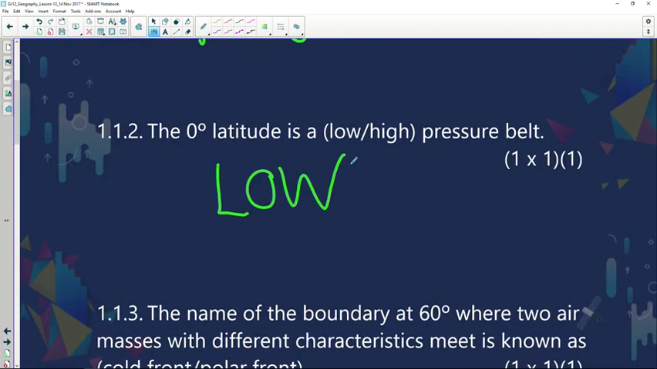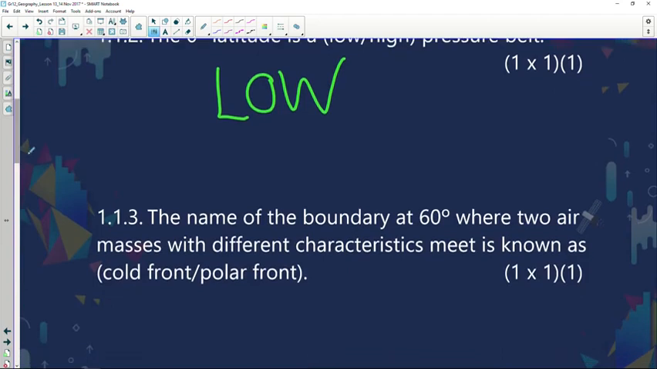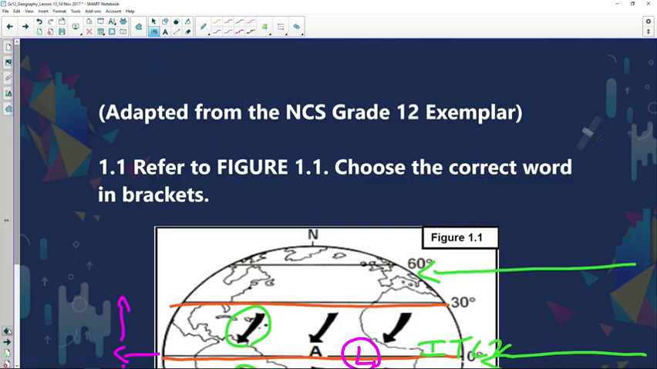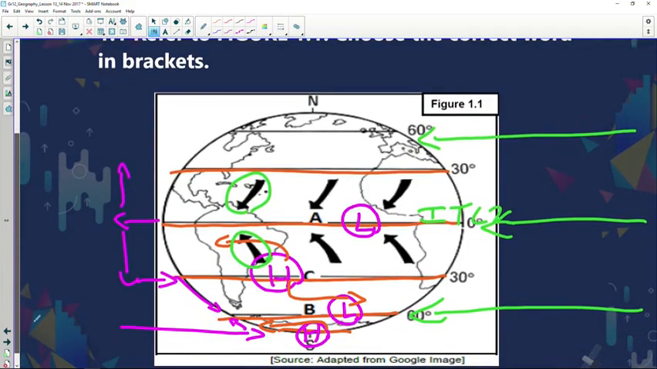Now the name of the boundary at 60 degrees where two air masses with different characteristics meet is known as the cold or polar front. Now we only experience a cold front where mid-latitude cyclones occur. The polar front is situated over there. Because what do we get over there? We've got cold polar air coming from that side, and we've got warm air coming from the subtropical high pressure from that side. Now what is a front? It divides two masses of air. And this area over there at the 60 degree latitude is known as the polar front.